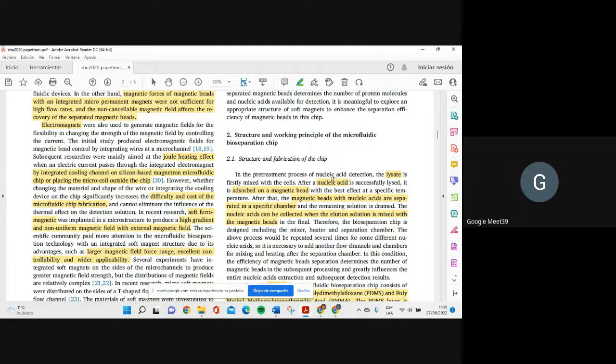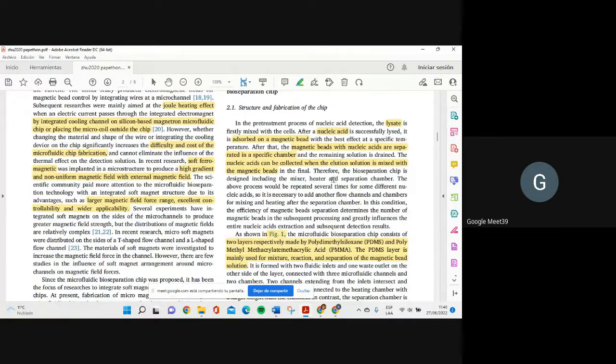The last strategy, and it's the one the paper used, is the soft ferromagnetics that can produce high gradients and non-uniform magnetic fields with external magnetic fields. That allowed them to perform the experiment in a larger magnetic force range. They can be controlled and have wider application.